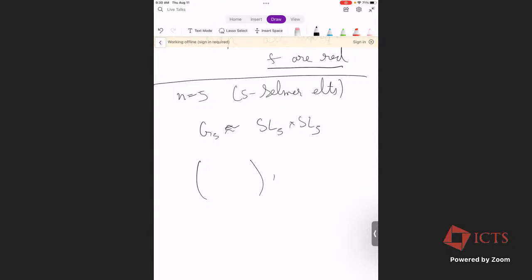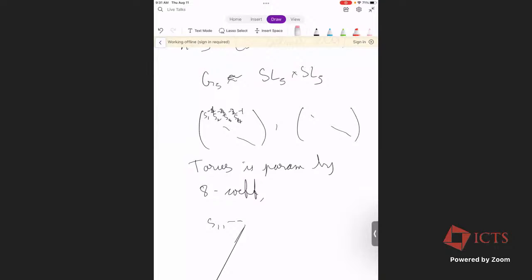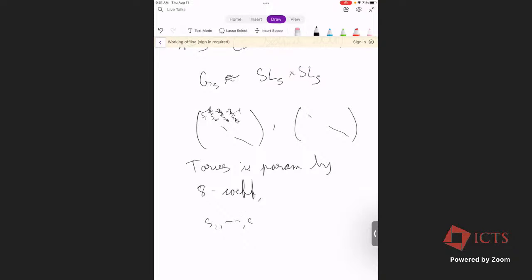And the elements in the fundamental domain have a torus component, which looks like there's an s1 to the minus 4, s2 to the minus 3, s3 to the minus 2, s4 to the minus 1. These diagonal elements, the non-compactness, the torus is parameterized by 8 coefficients, 4 of them for the first SL5 and 4 of them for the second SL5. And each of these can go to infinity and they can go at various different rates. And you have a 50-dimensional vector space.